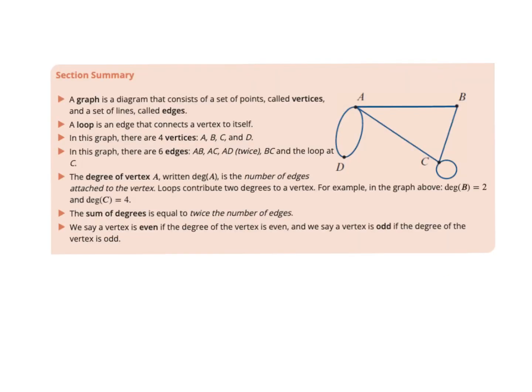Okay, so here's just a little summary. A graph is a diagram that has vertices and lines, which are called edges. A loop is something that goes back to itself. So a loop is 1 edge, but a degree of 2. Okay, so we know the degree, and we know the sum of the degrees is twice the number of edges.